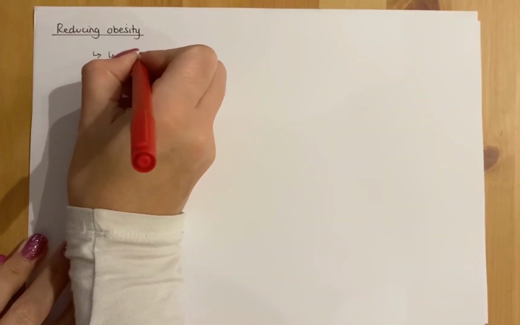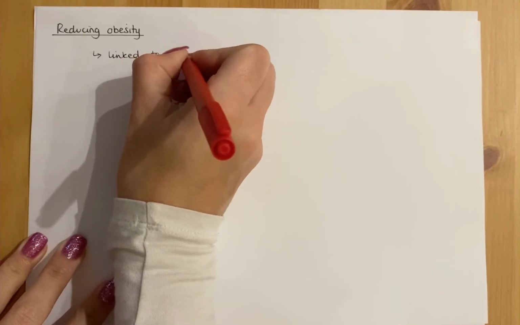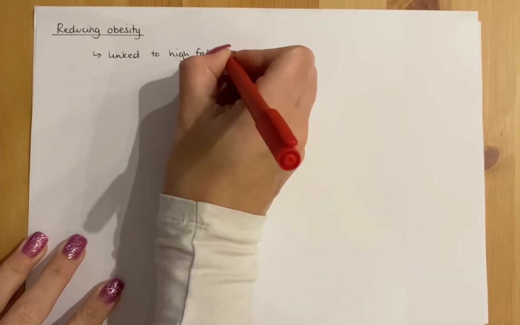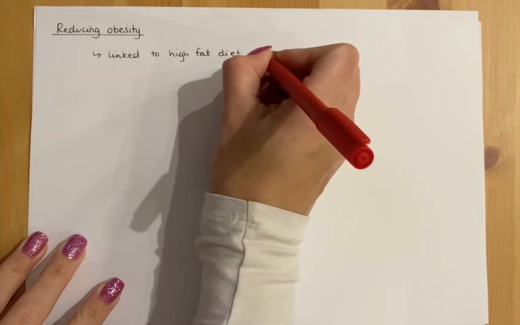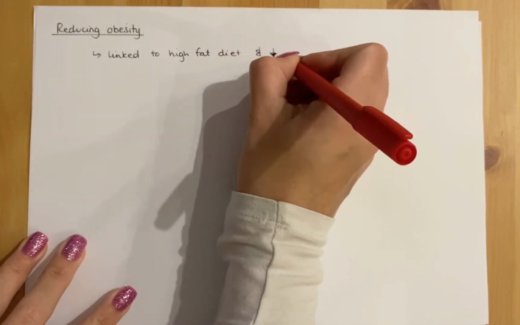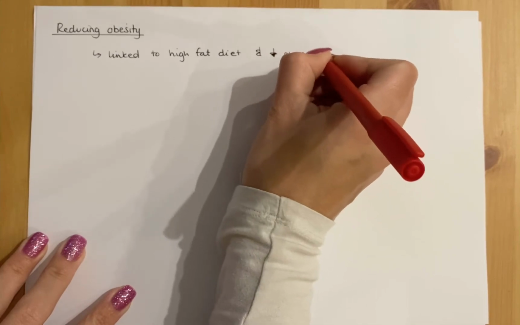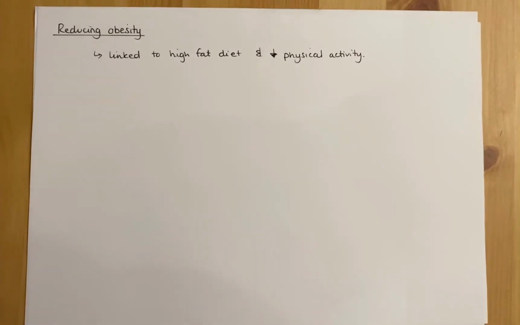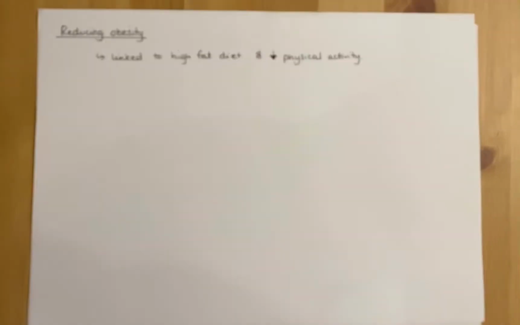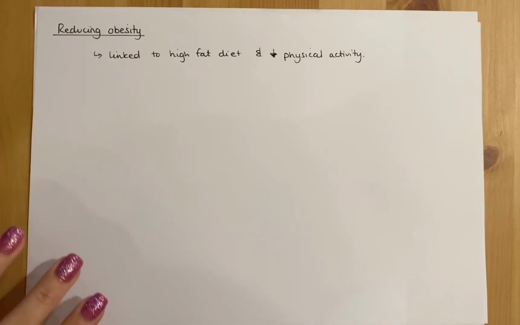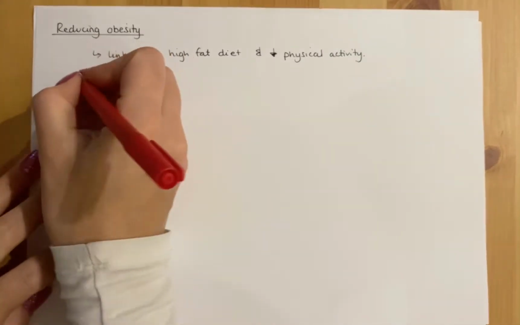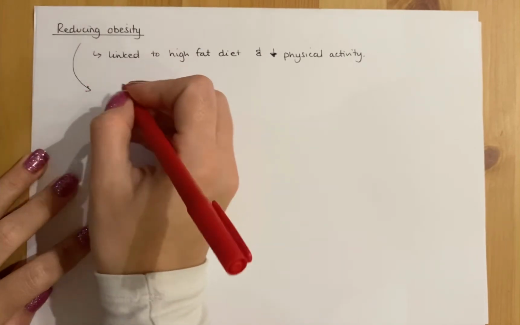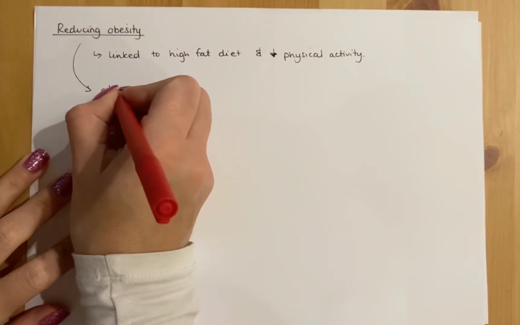So obesity is linked to a high-fat diet, also a decrease in physical activity. What we can call a sedentary lifestyle, so basically a lifestyle where you don't really move around very much. So to reduce that, what we'd need to do is alter the diet.